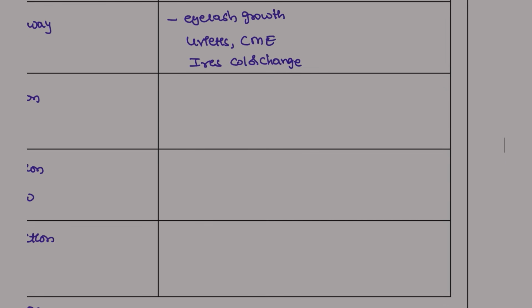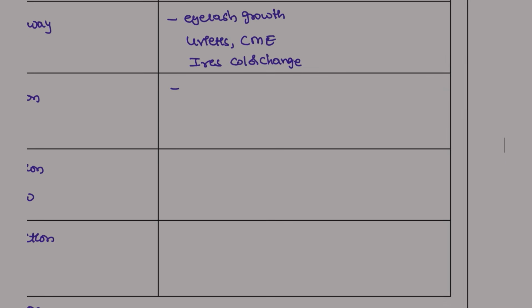So first, it will be causing eyelash growth, extra eyelash growth will be seen, and it can cause uveitis, and also cystoid macular edema will be seen in this patient, and iris color change, or we can say increased pigmentation. Iris pigmentation is also seen with the prostaglandins.